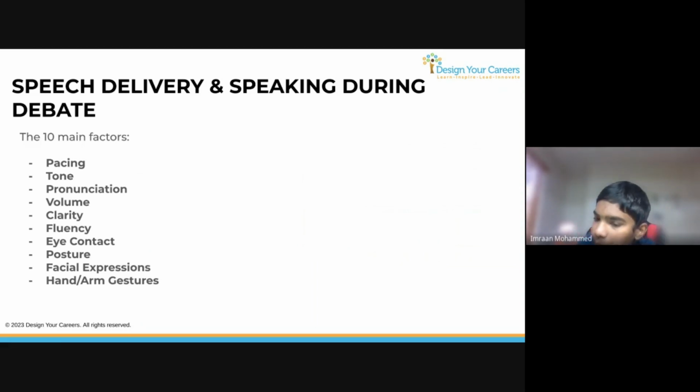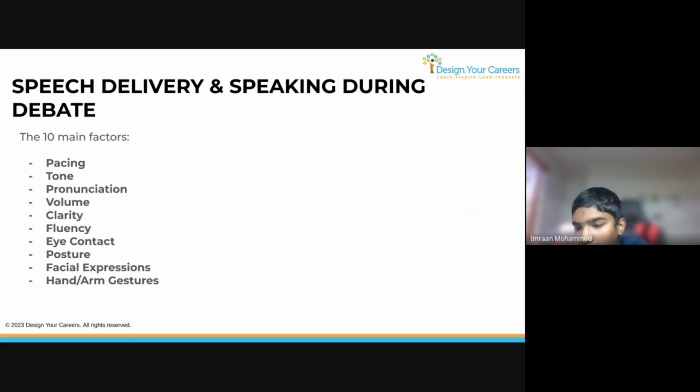Pronunciation, you're going to want to pronounce your words. This ensures that the audience can hear you on top of volume, and that your audience understands you, understands the speech, and is able to take away more. Your volume needs to be loud. That's pretty self-explanatory, but your volume can fluctuate depending on what is being said.